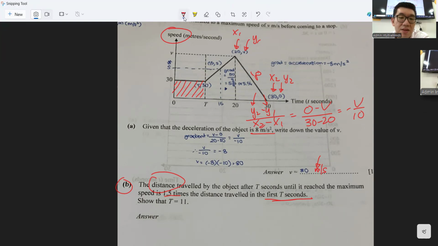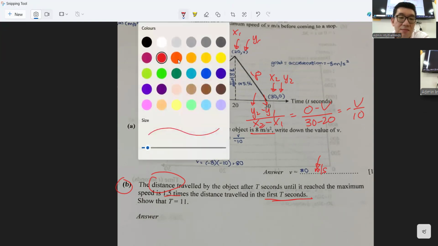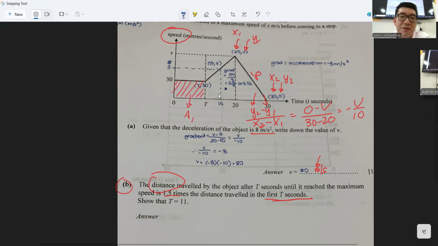Okay? So let us call this A1, just to make sure that you are aware of what we're talking about, just to make the communications easier. And they have traveled after t seconds over here. So I've got my blue pen, my blue ink ready. Where do you think I should shade? For the other distance. Because we've got two distances. After t seconds and travel in the first t seconds.